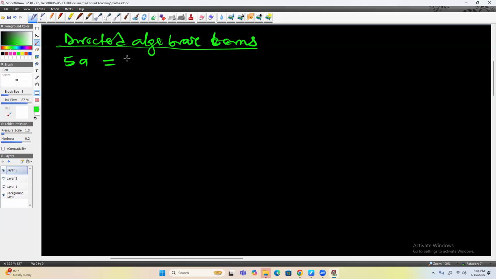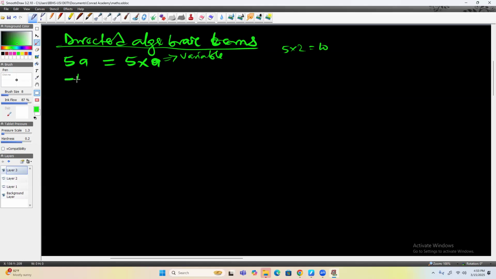That 5a simply means 5 multiplying a. And a is known as a variable, or an unknown. So we call it a variable. We don't know what it is. Okay, so it's assumed that it's a number. So when you calculate, most times you can get a to be 2. So 5 times 2, and that will give you 10. So it's assumed to be a number.